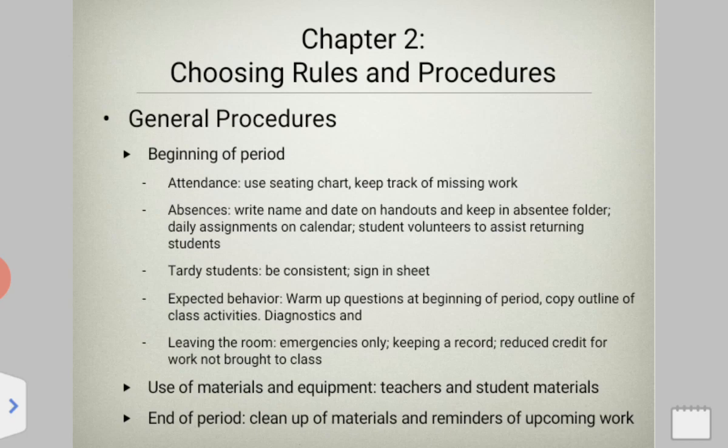It's a good idea also to have a very good control of the absences. It says here write name and date on handouts, and keep in absentee folder, right? Daily assignments on calendar, and student volunteers to assist returning students, and all the responsibilities they have, to have them clear on a paper, on a folder, so you can control their responsibility in terms of attendance, or any other responsibilities they have with you in terms of classroom management.